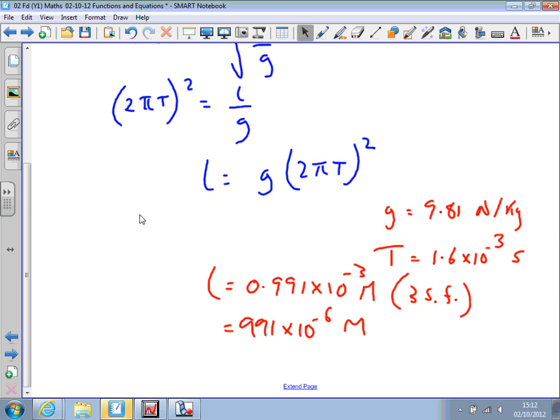So the answer is 0.991 times 10 to the minus 3, or 991 times 10 to the minus 6 meters. Are they the same thing? Yes. They are the same thing, because minus 3 in the top one means I have to go back 3 places to get it to where it should be. In this one the decimal point is actually there, so to get it to there I've got to go back 6 places. So that's the same as that, and they're both in meters.